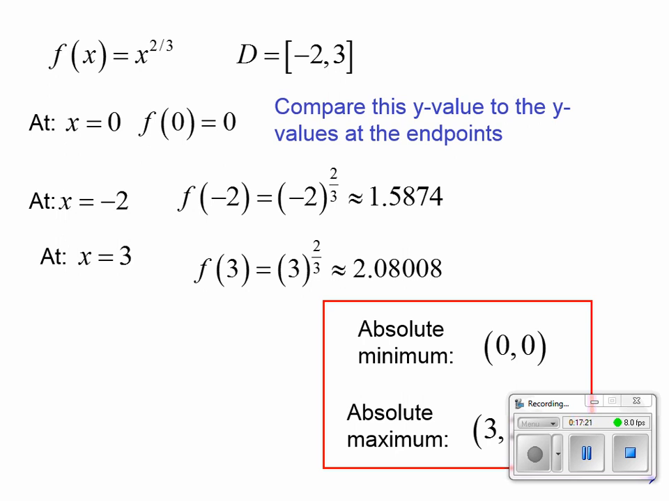Of these three y values, which is the minimum? Which is the least? 0, right? So the absolute min is 0, and it occurs at x equals 0. That was our critical value, when the derivative was undefined. If they just ask what is the absolute minimum, you really should just say the y value. The absolute min is 0. It occurs at x equals 0. And then the absolute maximum is 2.08, which occurs at x equals 3.